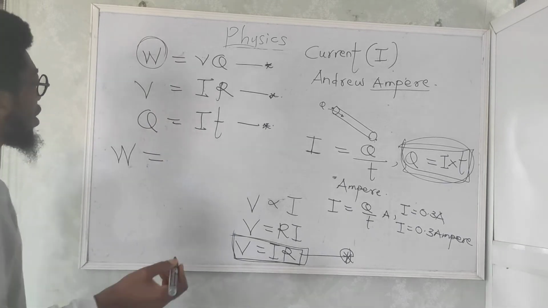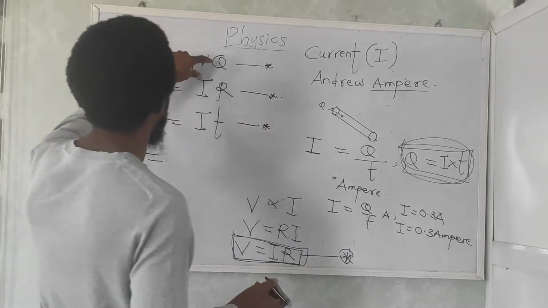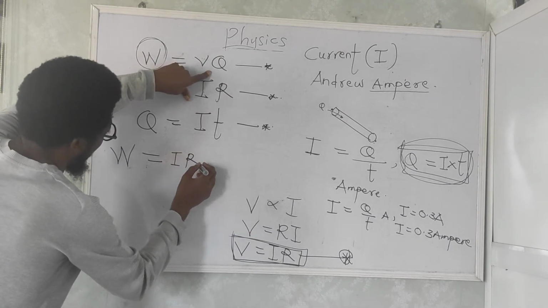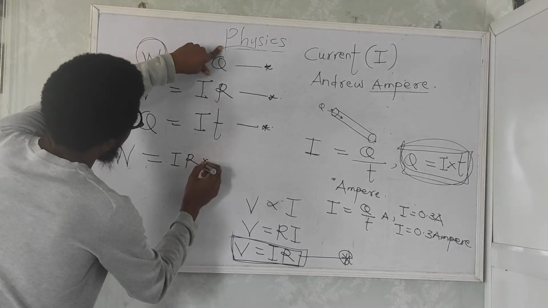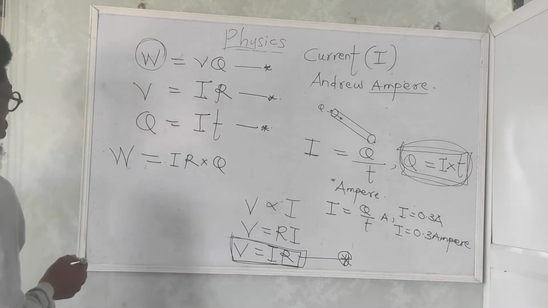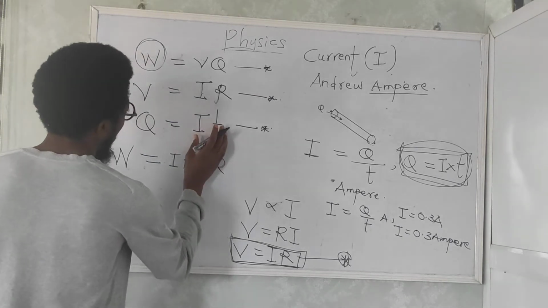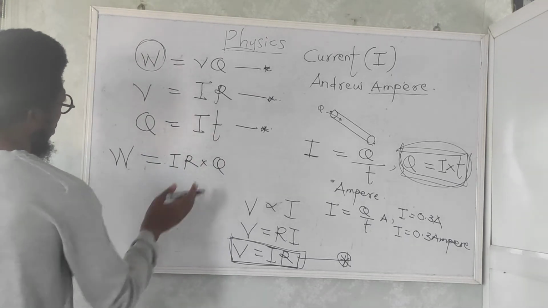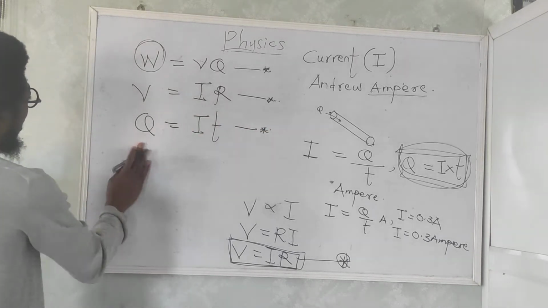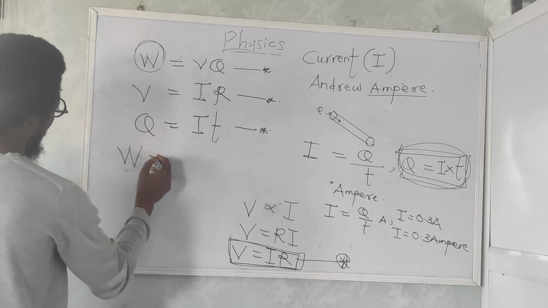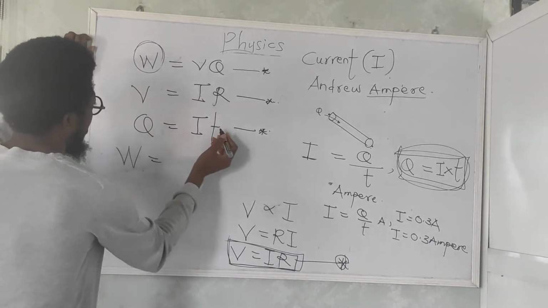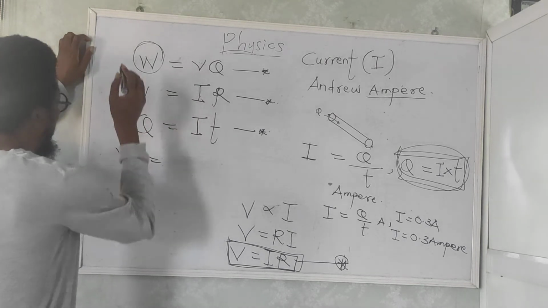Work equals to VQ. What is V? IR from Ohm's law. So I can write the IR first, multiplied by Q. Does that make any sense? So therefore, I can start thinking about Q itself. Okay? Then let us start that way. Let's say from the definition of our work equals to VQ, right? So let's start by substituting Q first to get simpler equations.